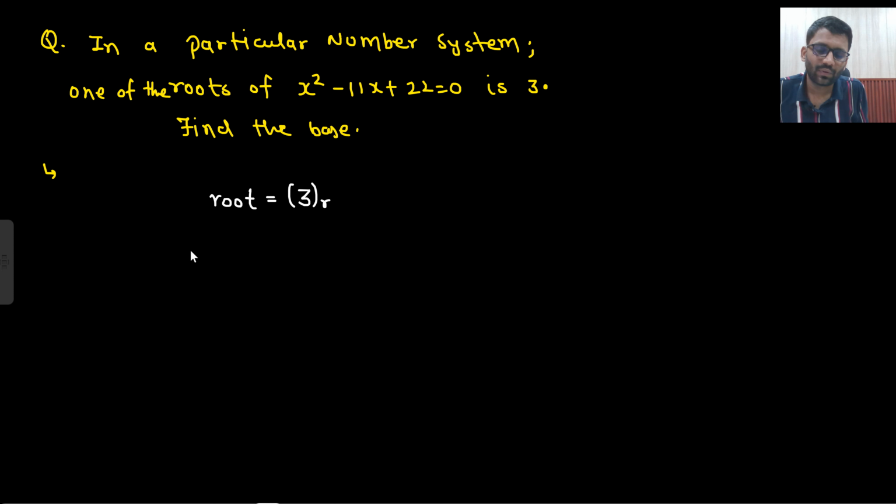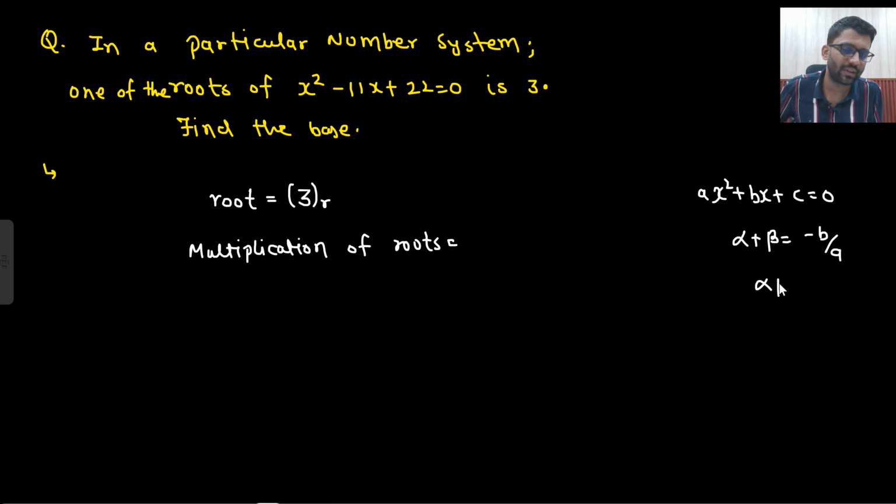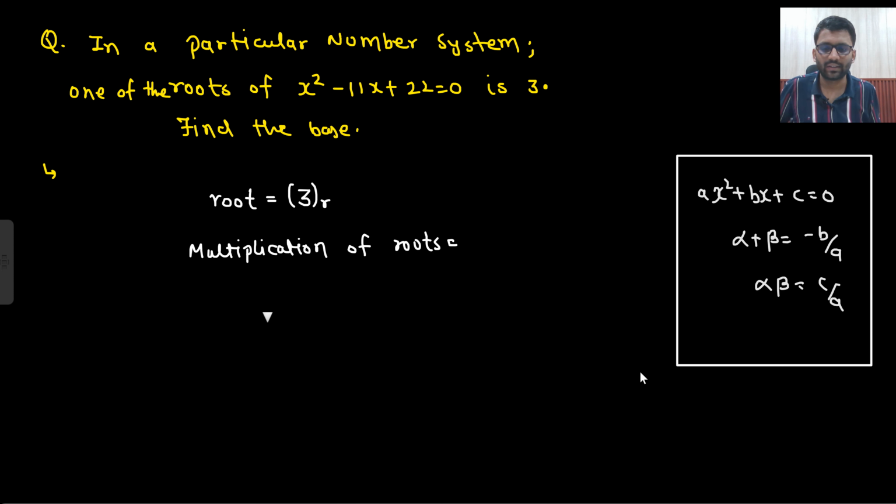So what do I know? The multiplication of roots would be c by a, 22 by 1. Let's say there is an equation ax square plus bx plus c equal to 0. So what will be the addition of the roots? Minus b by a. And what will be the multiplication? That would be c by a. So I hope you remember this. In 10th class we have studied it, where alpha and beta are the roots.